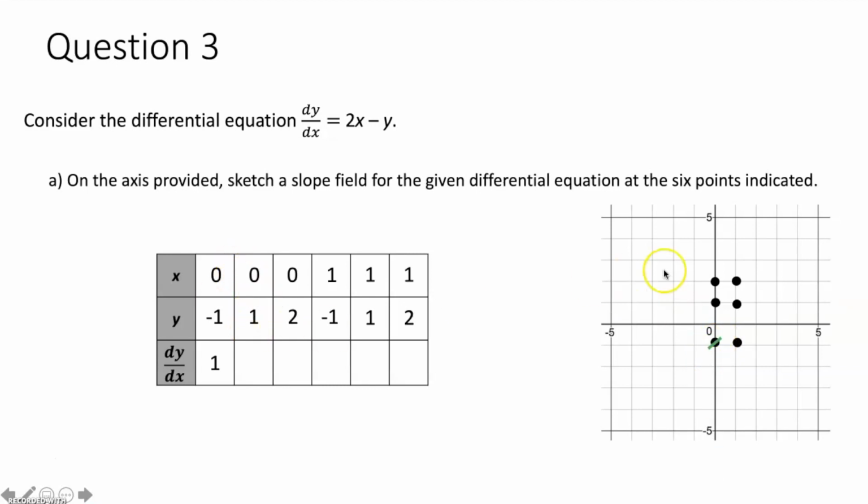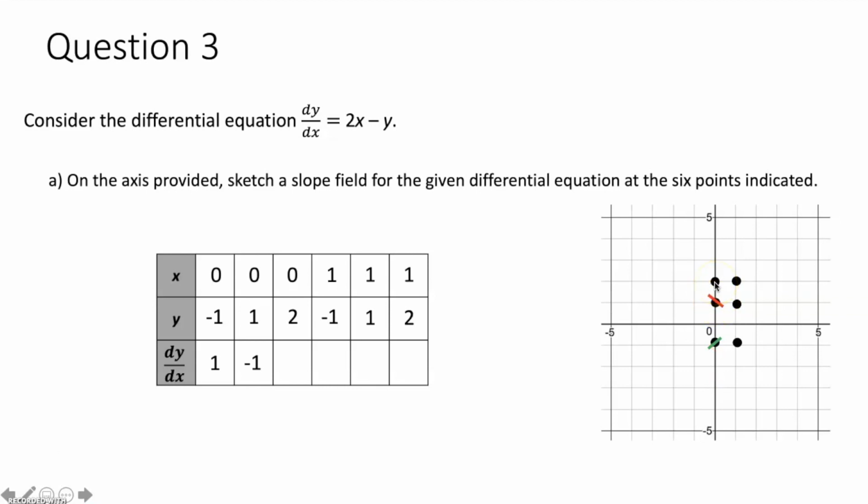Next, we're going to plug in the point 0, 1, this point right here. So we plug in 0 for x, 1 for y in our differential equation up here. We simplify, we end up getting dy dx is equal to -1, meaning the slope of the line tangent to our solution curve as it passes through this point would be -1. So I'm going to create a little dash that has a slope of -1 that goes through this point.